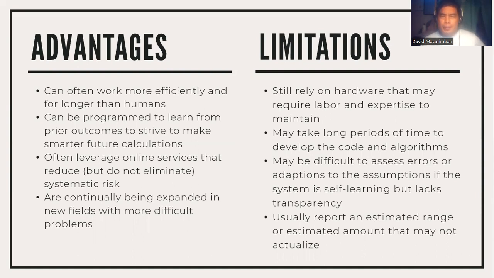Then the limitations are the following: they still rely on hardware that may require labor and expertise to maintain, may take long periods of time to develop the code, and algorithms may be difficult to assess for errors or adaptations to the assumptions if the system is self-learning but lacks transparency. They usually report an estimated range or estimated amount that may not actualize. So those are the limitations of neural networks.